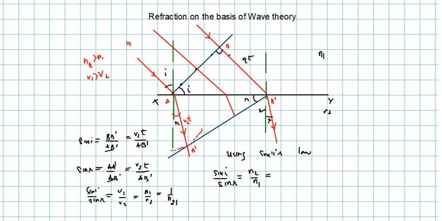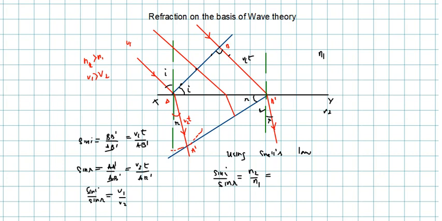So V1 by V2, V1 is N1. Oh, okay, sorry, I have done it right only. It is the absolute refractive index only, sorry. I have done it right only. So this is the relative refractive index, right?